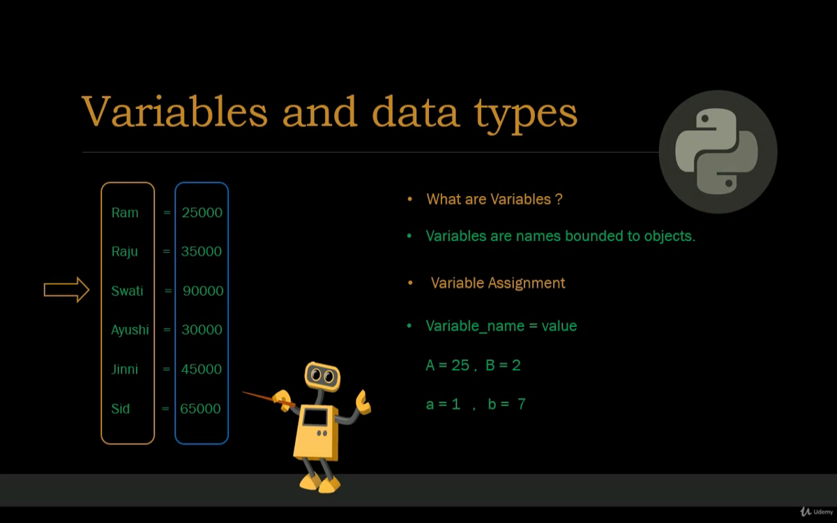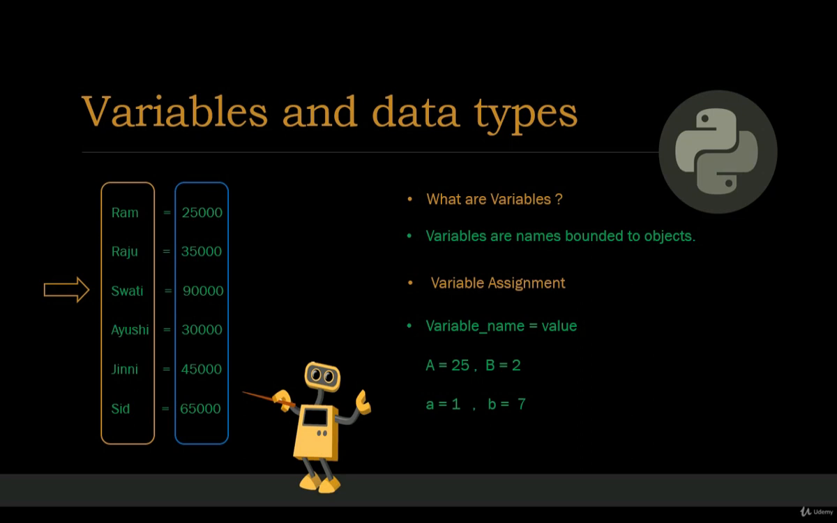Now since we know what variables are, how are these variables used in Python? Variables are first assigned a value and then can be used in Python. So the general syntax is: first the variable name, say a, then the equal to sign, which is also called the variable assignment operator, and then the constant value to be assigned to the variable.